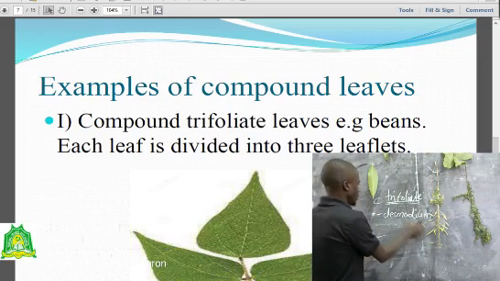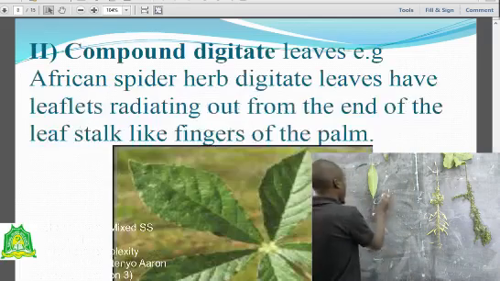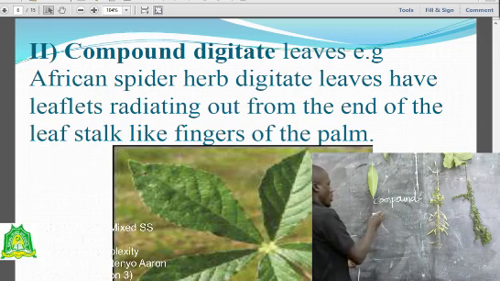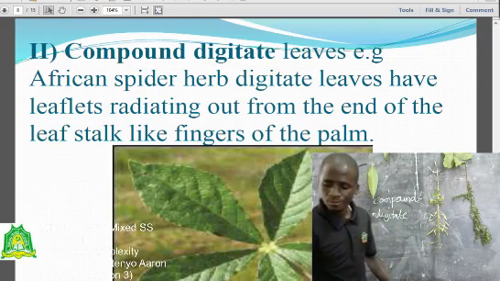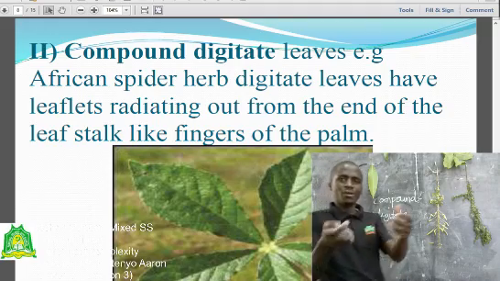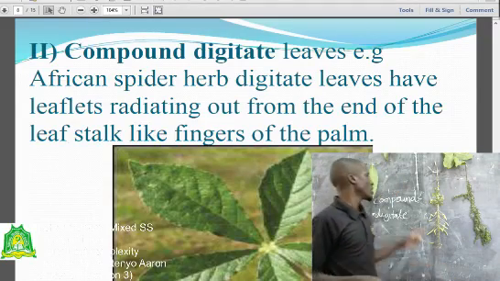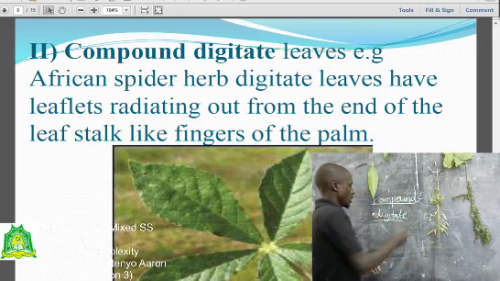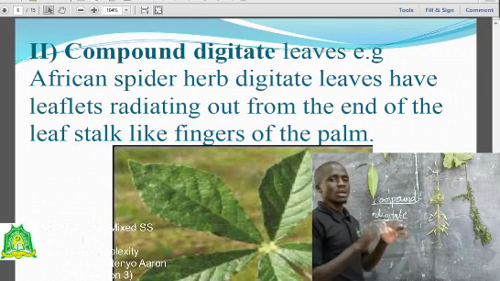Then we have another one, which we call the compound digitate. Now, remember, before we came to compound, there is something we talked about, simple digitate. Now you can see we are talking about compound digitate. Now this is the opposite. Remember, in simple, you say the lamina is not fully divided. Now here, in the compound, the lamina is fully divided.